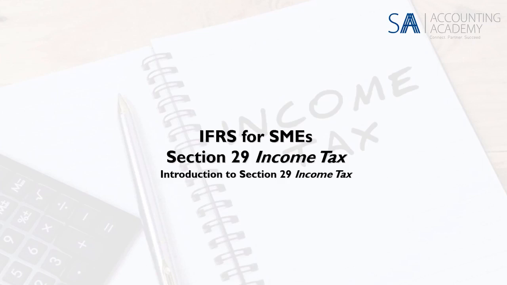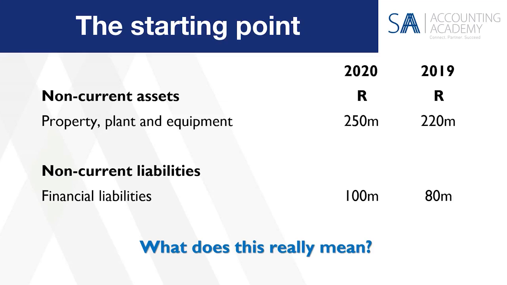So starting off with the introduction to Section 29, Income Tax, the starting point before one thinks of income tax and specifically deferred tax is that you have to align your thinking with what it really means when you're looking at assets and liabilities in the statement of financial position. When you understand IAS 12 and Section 29 income tax per the IFRS for SMEs, you'll see that it's very important that you focus on assets and liabilities, especially when calculating your deferred tax in the financial statements.